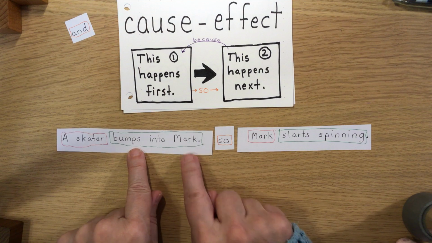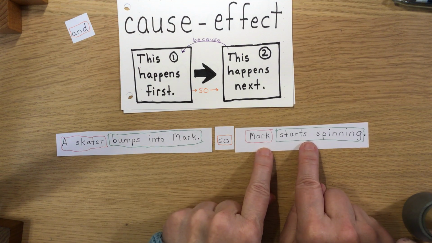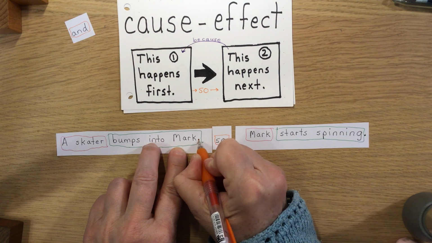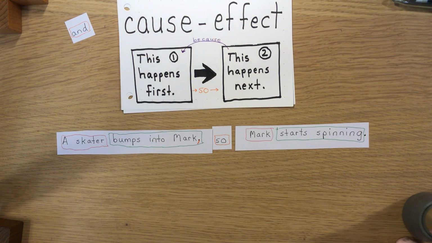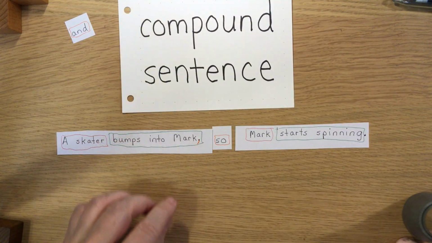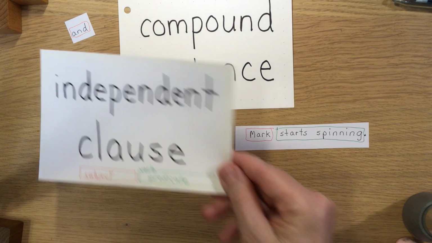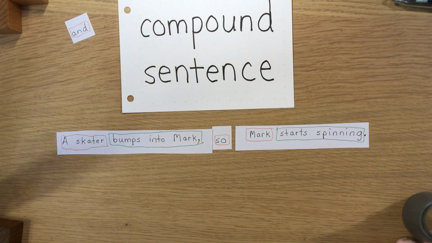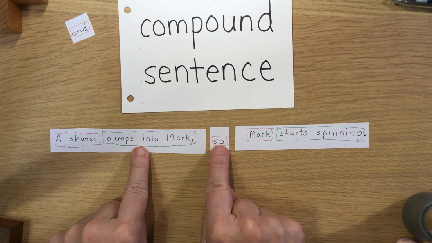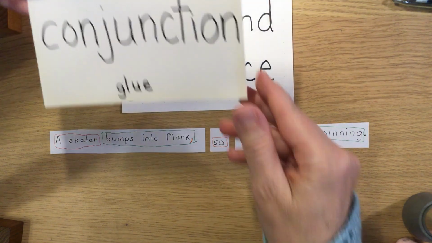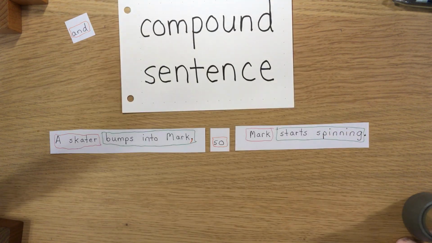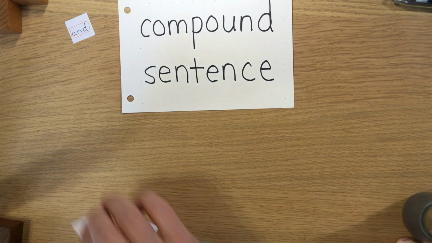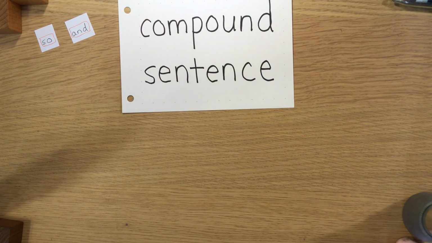So we're going to say a skater bumped into Mark, that's the cause. Mark starts spinning, that's the effect, and we use so in the middle. And all we need to do is turn this period into a comma. This is a compound sentence because we have an independent clause over here and we have an independent clause over here, and we are sticking them together with this glue, the word so, which is a type of conjunction. We'll put so here.